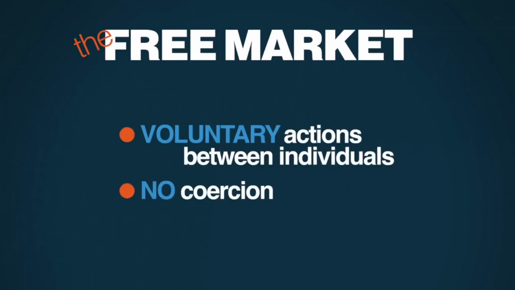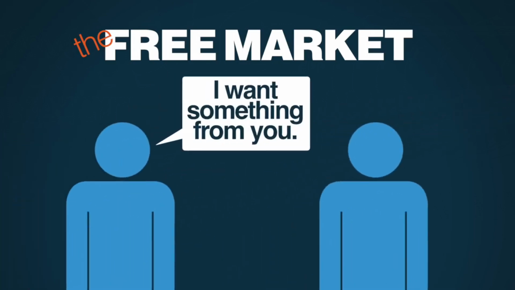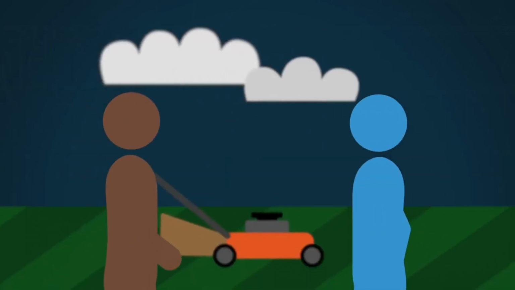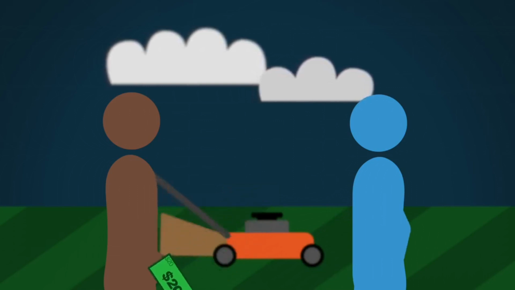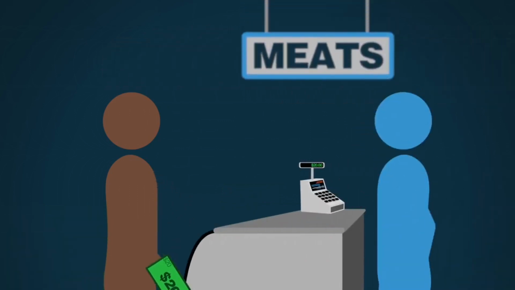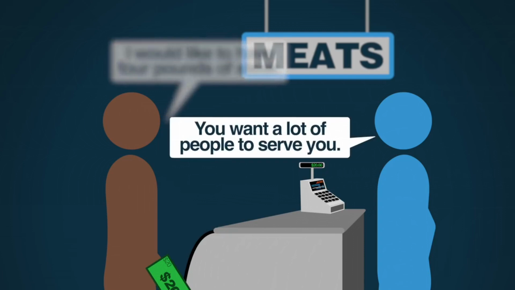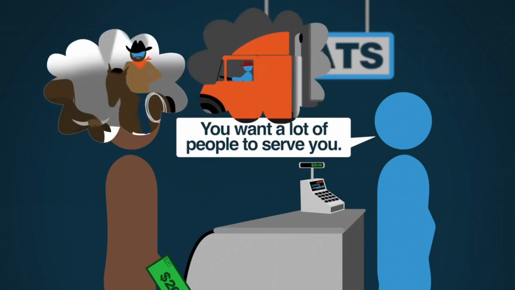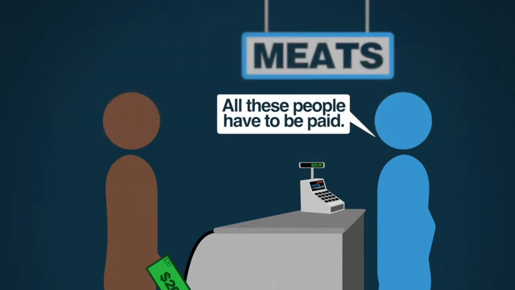There's no coercion. In a free market, if I want something from you, I have to do something for you. Let's say I mow your lawn and you pay me $20. What does that $20 really mean? When I go to the grocer and say, I would like to have 4 pounds of steak, he in effect says to me, you want a lot of people to serve you. Ranchers, truckers, butchers, and packagers.